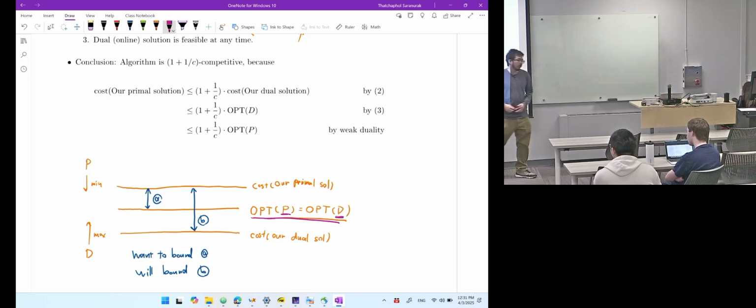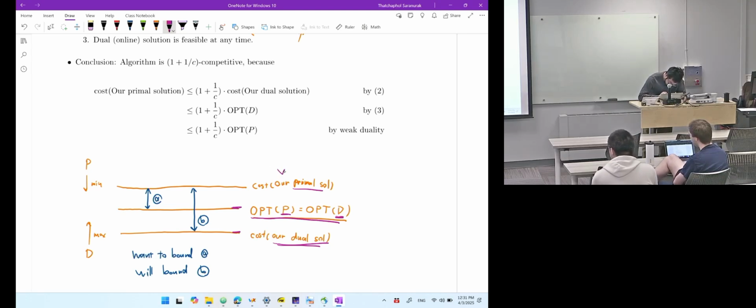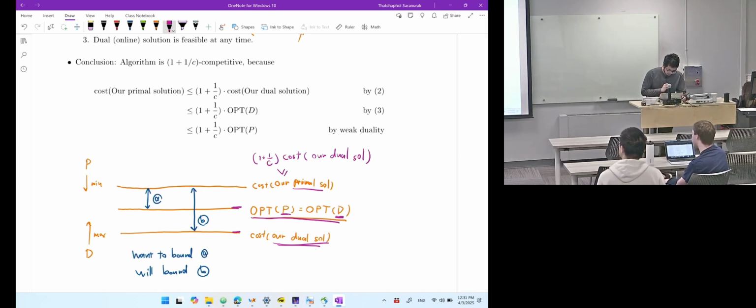And the primal solution will be above the optimal LP. And then we're also going to maintain the cost of the dual solution. And what we're going to say is that this thing is actually at most 1 plus 1 over c times the cost of our dual solution. Okay.